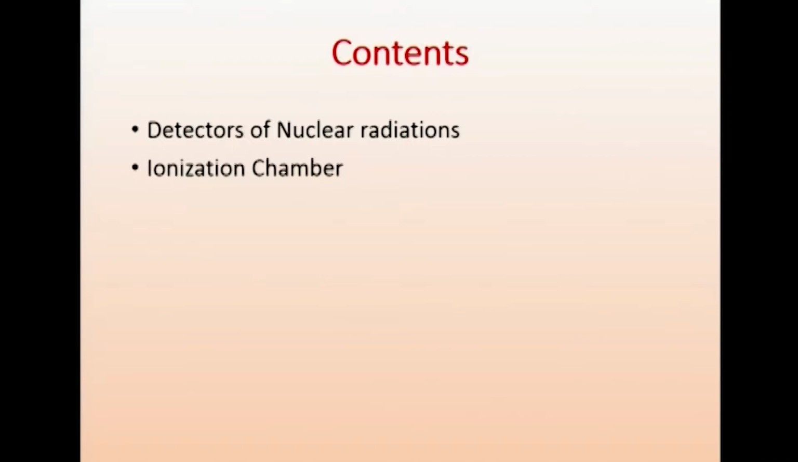So, we shall continue with nuclear and particle physics. Today we will be discussing types of detectors for detecting alpha, beta, gamma, etc. So, we will go into detail. The contents will be detectors of nuclear radiation. What are the types of detectors available? We will start with one detector, namely the ionization chamber. Later on we will discuss other types of detectors.